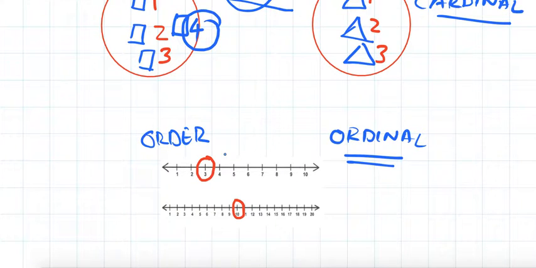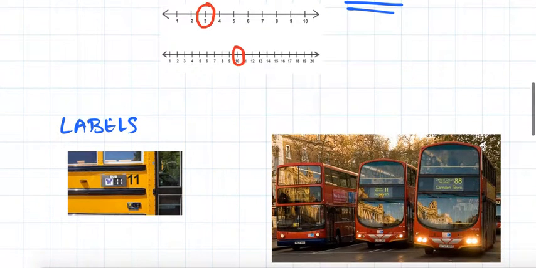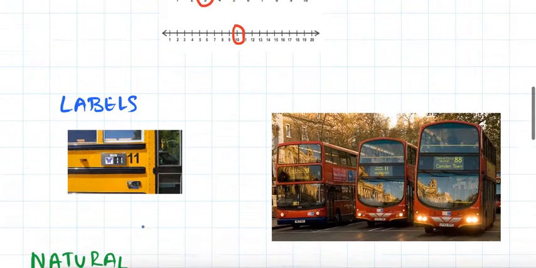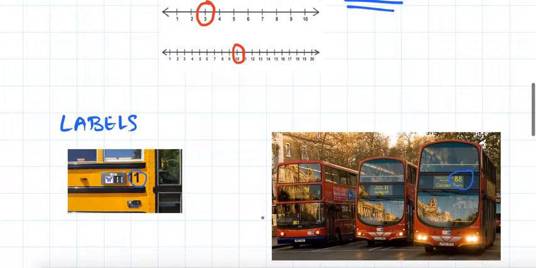And finally, we see numbers as labels. For example, school buses can have numbers, and public buses can have numbers. Now, these don't mean any order. So bus number 11 here doesn't mean that it is necessarily going to be followed by bus number 12. Here you have bus number 88, for example. It doesn't mean that the bus after number 88 is going to be 89, or the bus before 88 is going to be 87. They are simply labels.